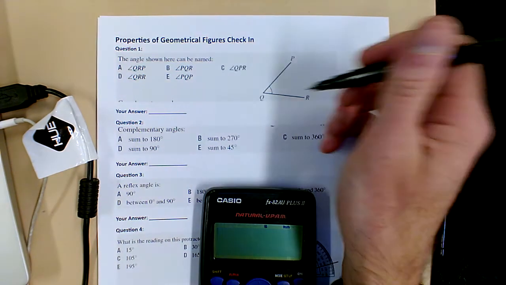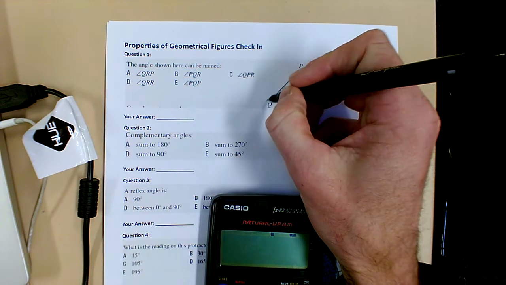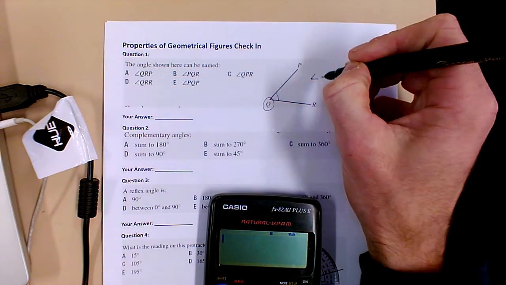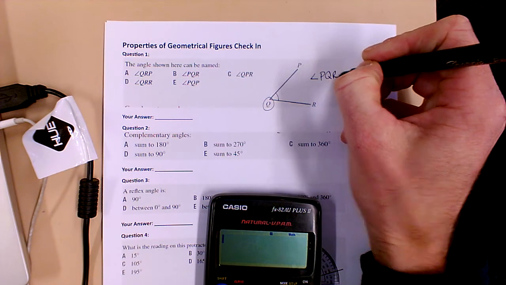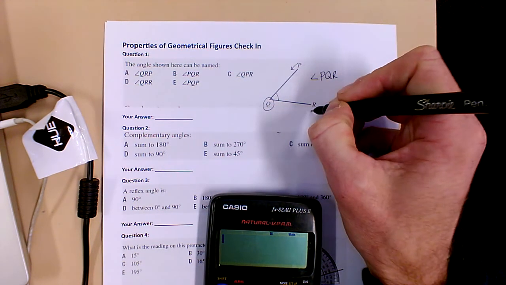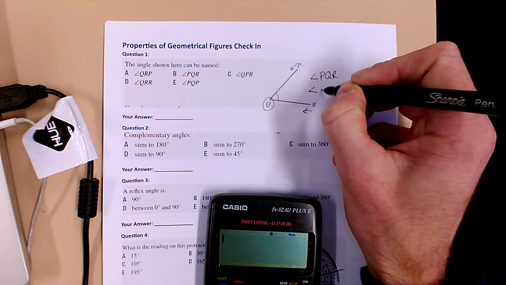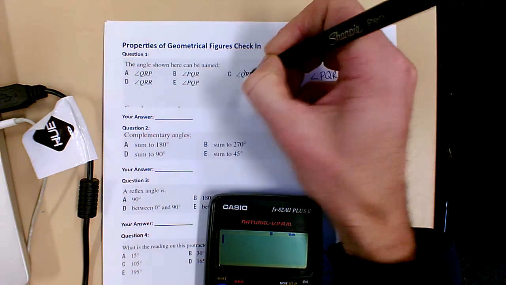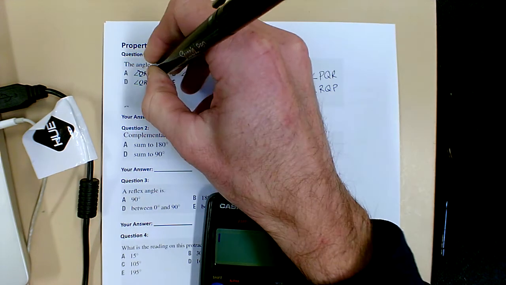So the first one, angle shown here to be named. Remember, this is always going to be the middle letter. So whenever you write this, it's going to be angle PQR, if I'm going in this direction here with naming. The other way you can start is in this direction, which would be angle RQP.